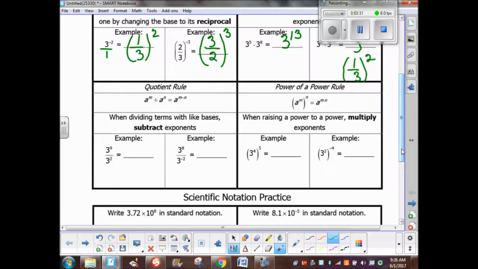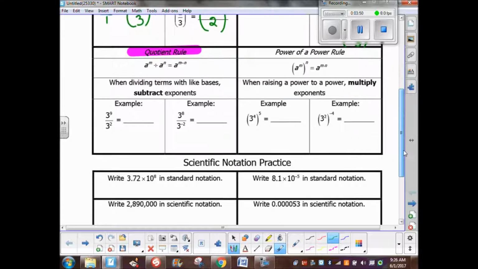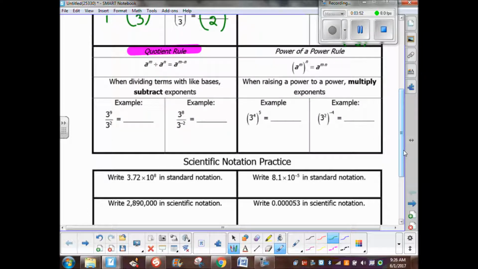Quotient rule. Quotient means to divide. So when we divide like bases, what did we do with the exponents? We subtracted them. Okay, so example. 3 to the 9th divided by 3 to the 2nd. Do we have like bases? Yeah. Claire, what would I get? 3 to the 7th. Yeah, 9 minus 2.